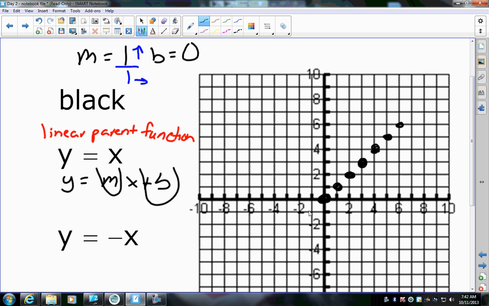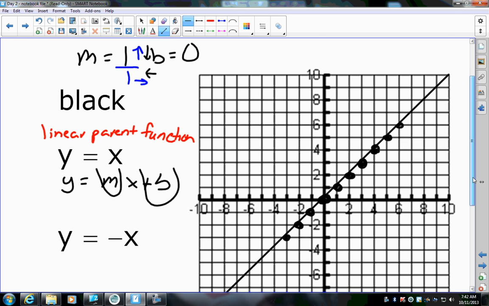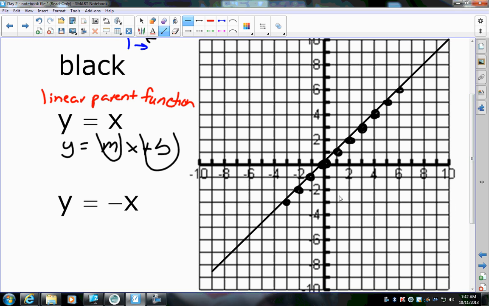Now, if you want to go backwards, do the opposite. Go down 1 to the left 1. So I'm going to go down 1 to the left 1 and put a dot. Down 1 to the left 1, put a dot. Then I'm going to draw my line. Now the next one, oh, my line's kind of off. That's all right. Let's see if I can fix it. There we go. That's better.